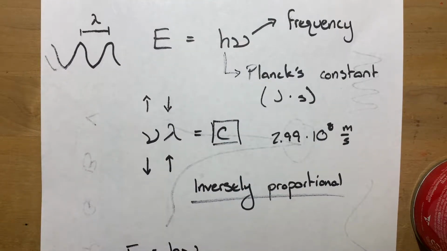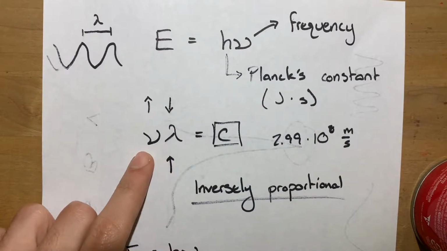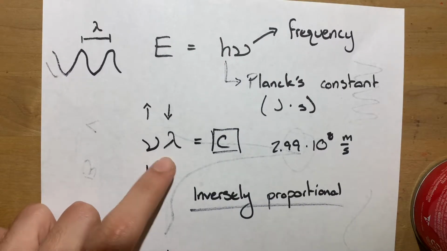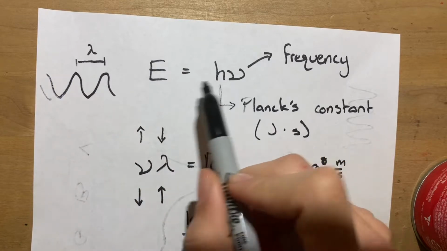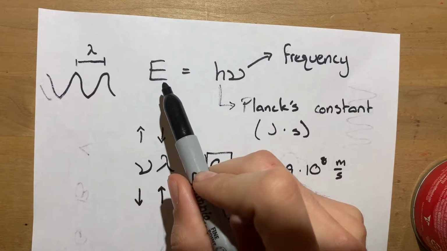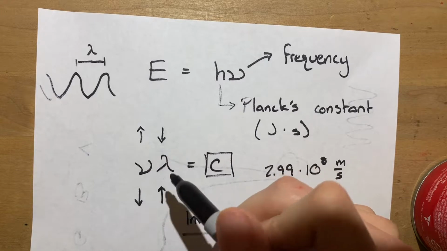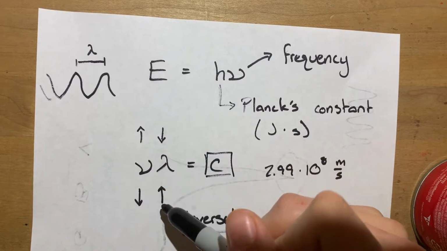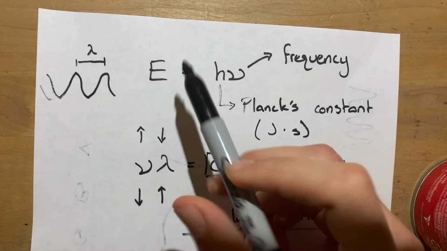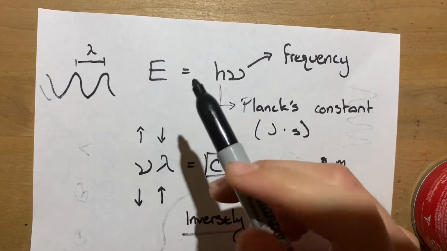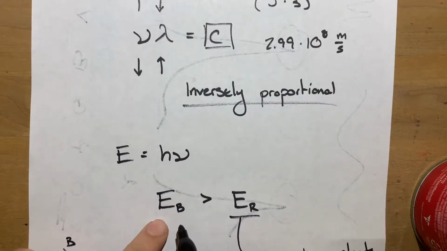Now, what this means is that when we're dealing with blue light, which has a much higher frequency, when we plug that into this equation, we're going to see a much higher energy level. And so with red light, right, we're going to have a much larger wavelength, and so a much lower frequency. So this is going to be a lower energy level. And again, this is why the energy of blue light is greater than the energy of red.